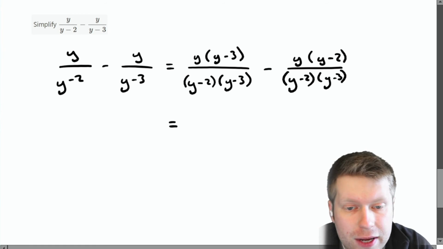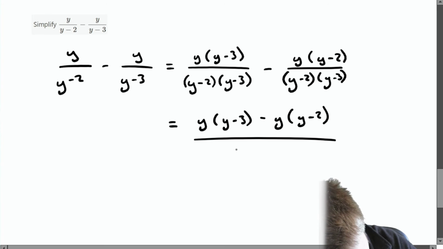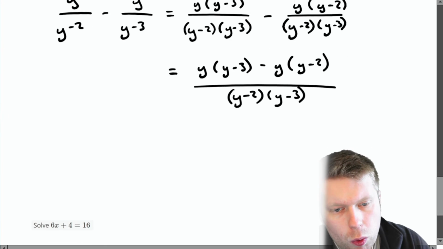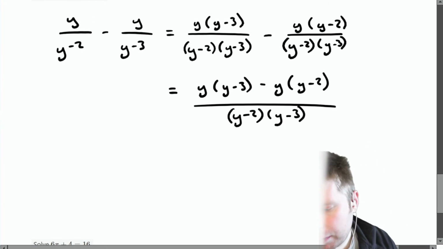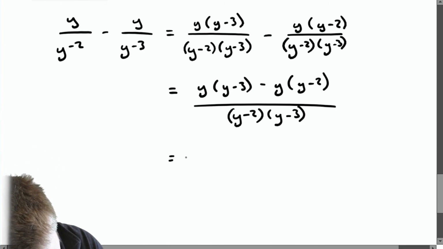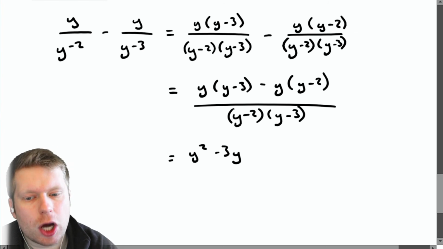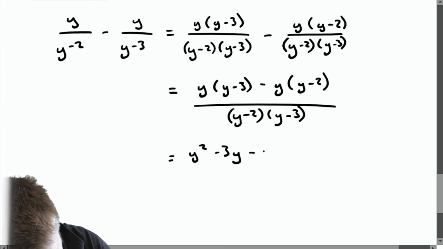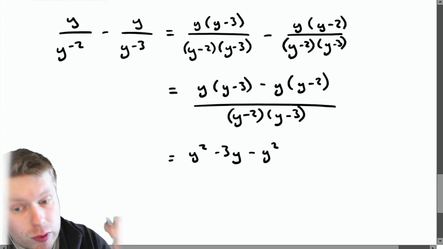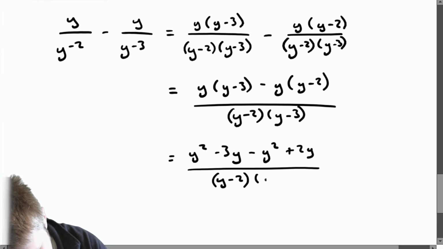Now I can write this as one big fraction. So I have y lots of y minus 3, subtract y lots of y minus 2, and on the denominator I have y minus 2, y minus 3 like that. Now all I'm going to do is just expand the numerator out here. So I'm literally just going to go y times y minus 3. That's going to give me y squared minus 3y. Then be careful here because I've got negative y times y minus 2 on the numerator. That's going to give me negative y squared. Then negative y times negative 2 is going to give me positive 2y. And then I've still got y minus 2, y minus 3.